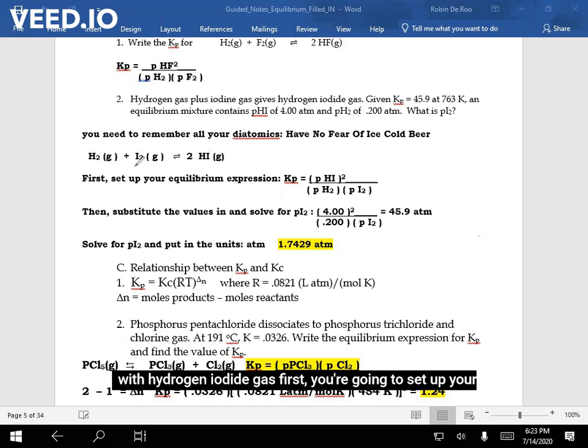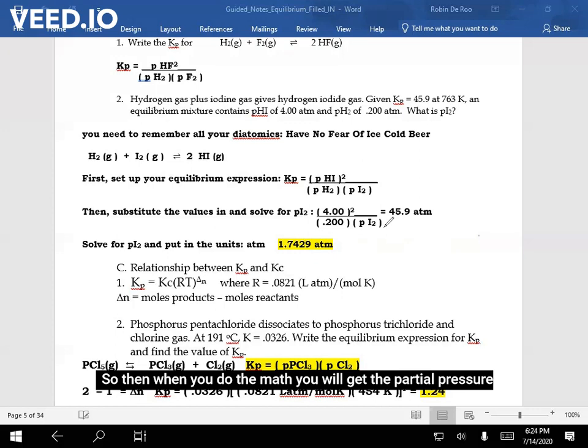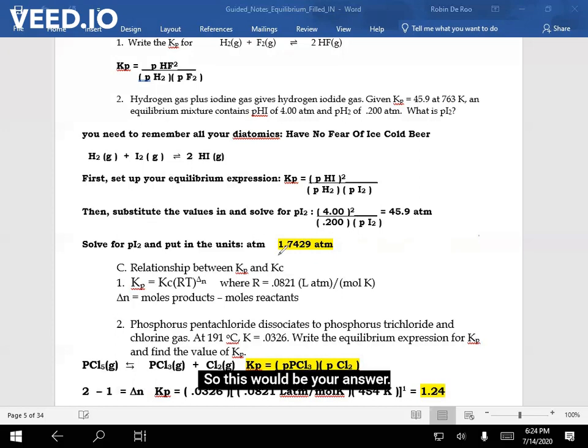First, you're going to set up your equilibrium expression. So that's going to look like this. It's going to be products over reactants. And then we'll put in the values we have. And we have one equation and one unknown. So then when you do the math, you will get the partial pressure of the iodine. And you need to remember that because these are pressures, the units would be atmospheres. So this would be our answer.